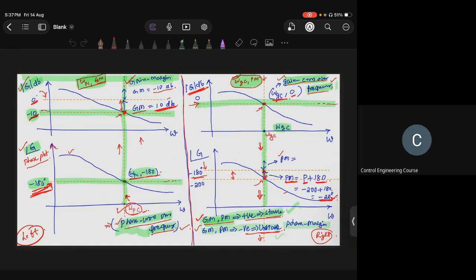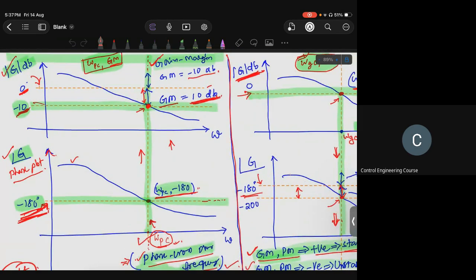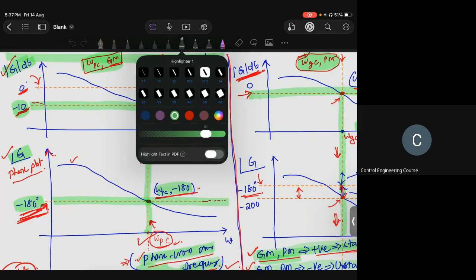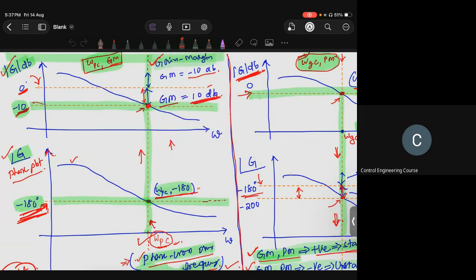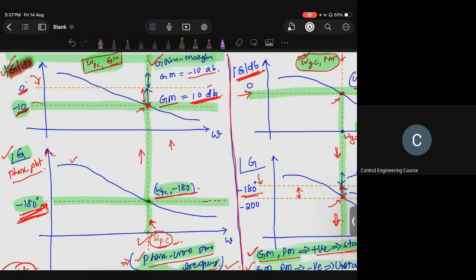You can see here, at the moment, consider only this left Bode plot. In the Bode plot you have the magnitude plot as well as the phase plot.